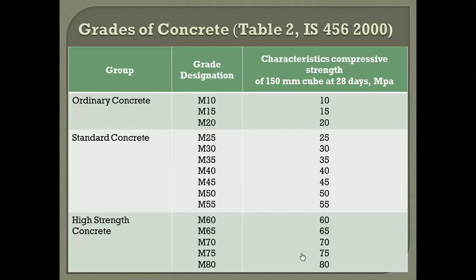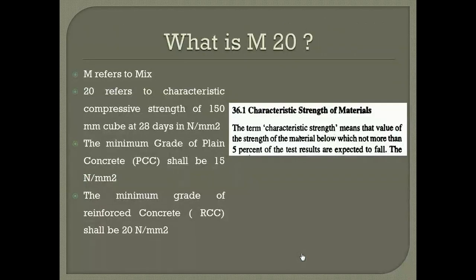If we use M40 grade concrete in our construction work, after 28 days of curing, the strength that is obtained should be 40 newton per mm square. So this is the table that is specified in IS 456 2000. So what is M20? What is M and what is 20? M refers to the mix, whereas 20 refers to the characteristic strength of concrete when it is measured on a 150 mm cube at 28 days. That is the required strength to be obtained in newton per mm square.